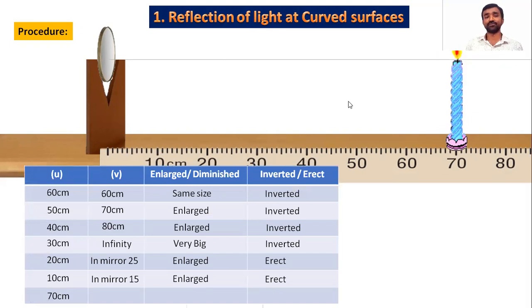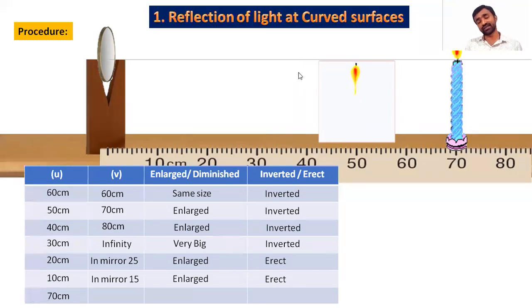Then what to do? Move the screen. So when you move the screen, can you see any image on the screen? Yes, I observed the image on the screen at 50 centimeters in this case. What is the image type here? Anyone? Type of image is inverted or real? Inverted image. Real or virtual? Real image. Right. What about the size? Diminished. Smaller. So we can say diminished.